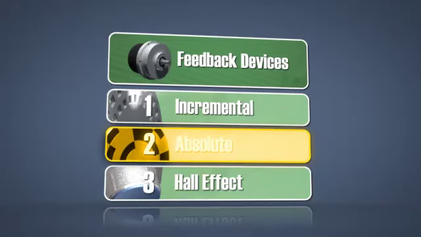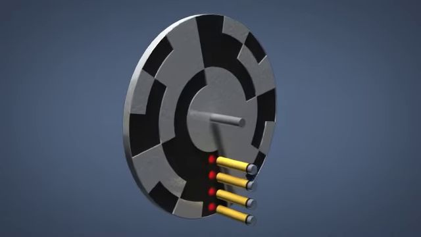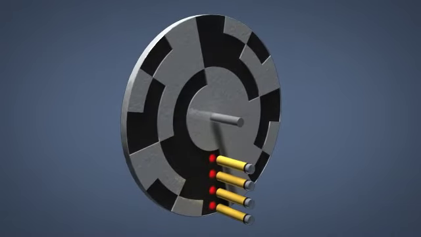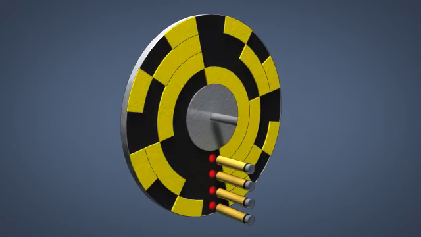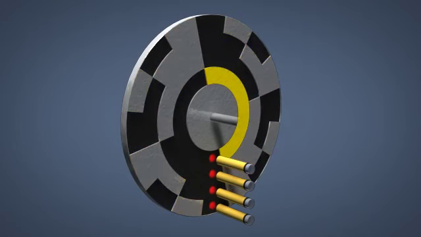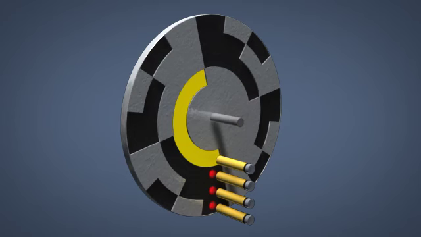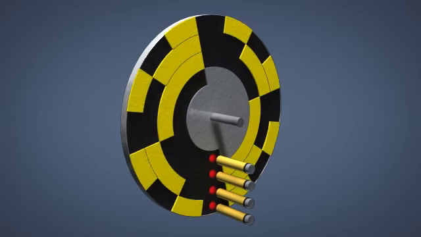Unlike the incremental encoder, the absolute encoder obtains position information. The absolute encoder has multiple rings etched on the disk. The first ring has one light segment and one dark segment. Each successive ring has double the number of segments from the previous ring.